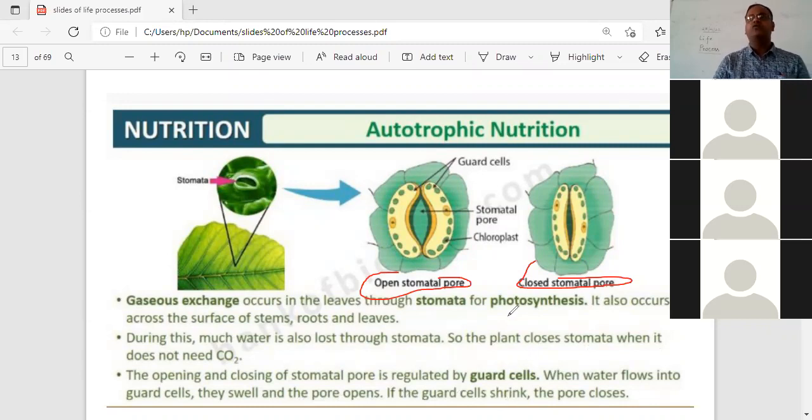Students, can you tell me at what time of the 24-hour duration the stomata will open and when the stomata will be closed? At what time during the day? For this, I am unmuting Romita. Romita, when will the stomata open? At what time of the day?